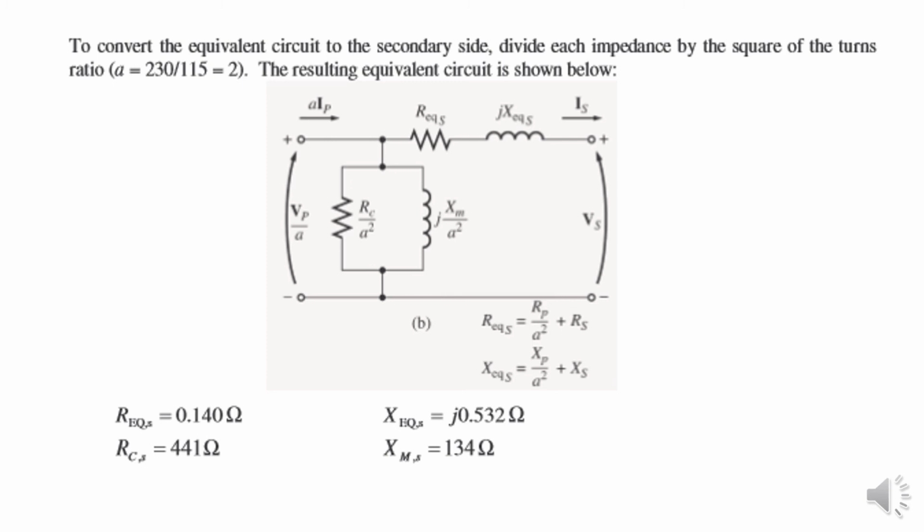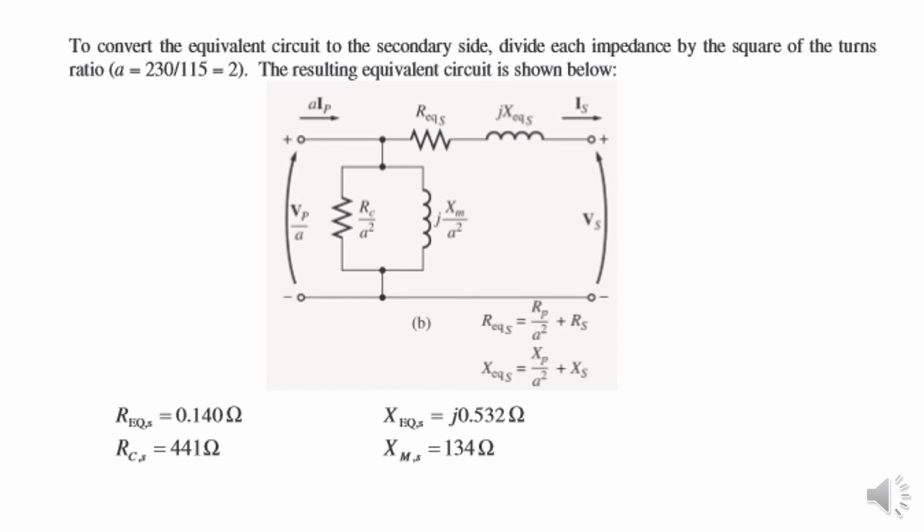If you can remember, at the secondary side, Req is equal to Rp over A squared plus Rs, and Xeq is Xp over A squared plus Xs. Here we have found the Req, Xeq, Rc and Xm values. When converting the Rc value to the secondary side, we have to divide that value by A squared, where A is equal to 2. Not only that, all the resistances and reactances we have to divide by A squared. Can you understand that?